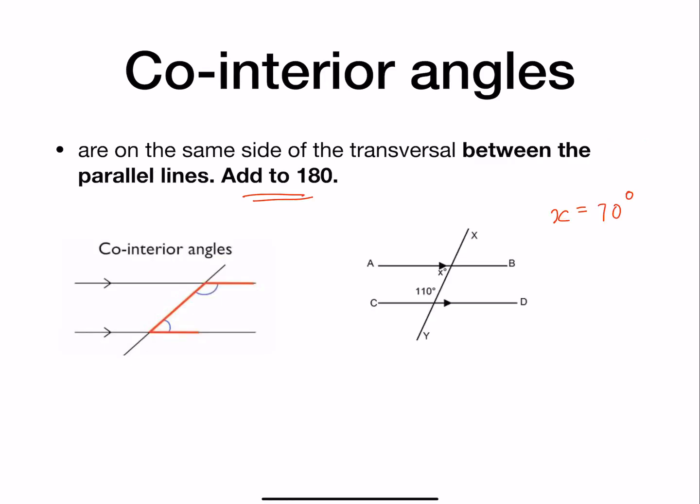Co-interior angles we can remember because they make a big shaped C, either a backward C if we're facing to the left or a forwards facing C. And they're on the same side of the transversal as well, but they're inside the parallel lines, and they add to 180 degrees. So you can see on our example that the X must be 70 degrees because 110 degrees plus 70 will give us 180.